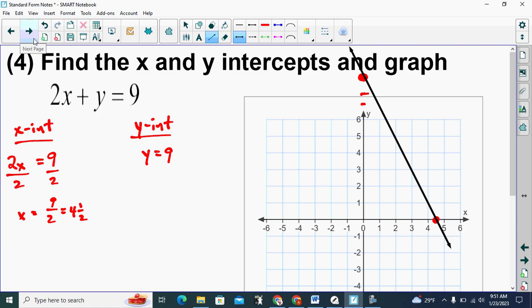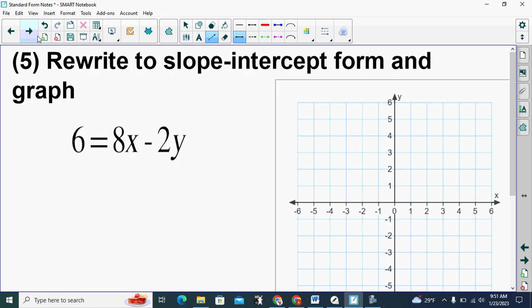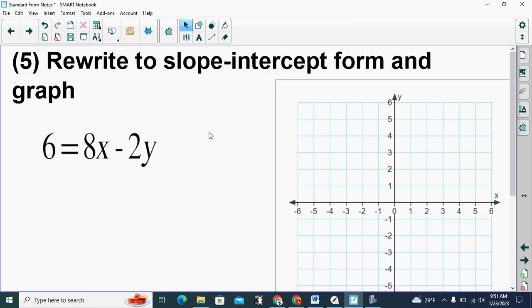So there is one other thing we're going to do with standard form. It looks like this. It gives us an equation in standard form, 6 equals 8x minus 2y. And the directions are different this time. It does not ask us to find the x-intercept and the y-intercept. It asks us to change that equation to slope-intercept form. Rewrite into slope-intercept form.